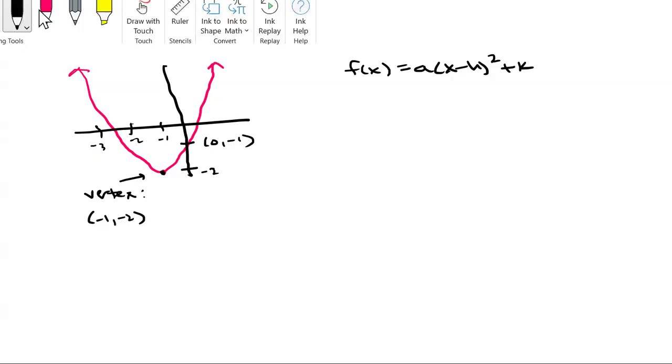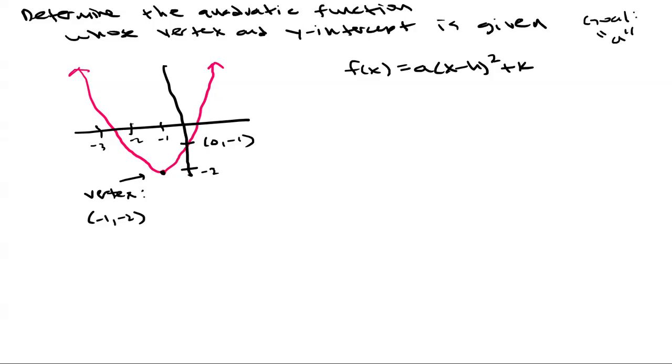So first we need to identify what these points are, right? So the vertex, that's going to be our h and our k. We talked about that extensively. And then the y-intercept that they gave us, that's going to be our x and y values. So they gave us the vertex and the y-intercept. So this y-intercept here is just going to be our x and y value, right?